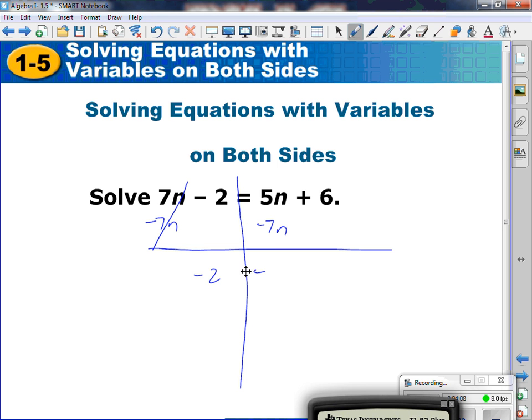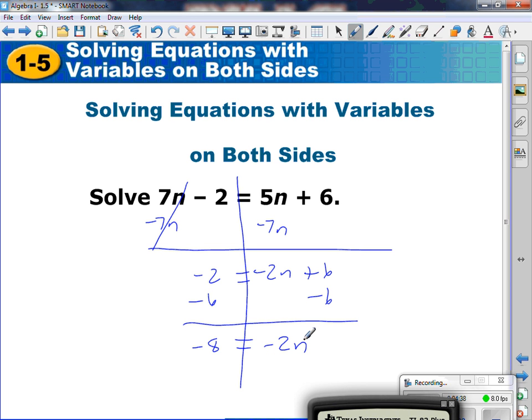Negative 2n plus 6. Variables on the right-hand side. What do I need to do now? Subtract 6, subtract 6. When I'm dealing with subtraction, I like to think of it as negatives. What's a negative 2 and a negative 6? Negative 8. If you borrowed $2, you borrowed 6 more, you borrowed $8.